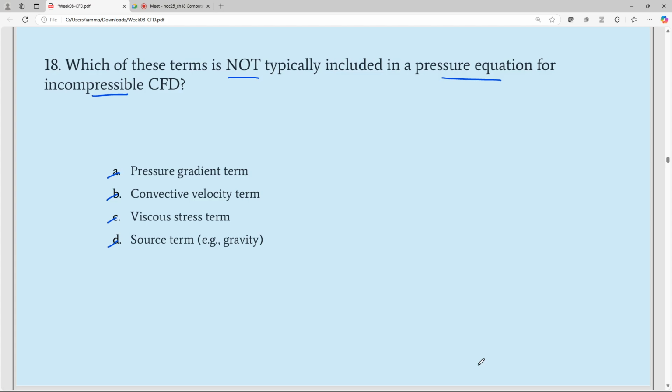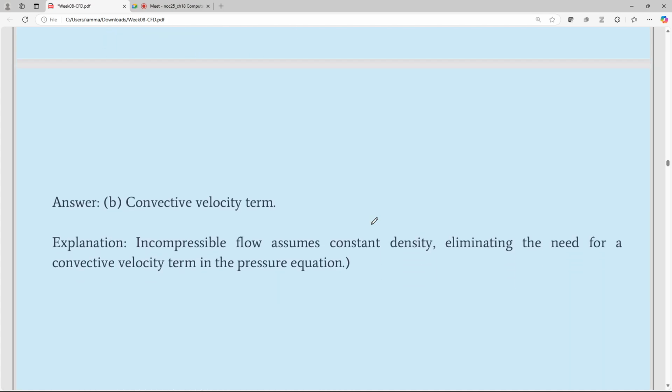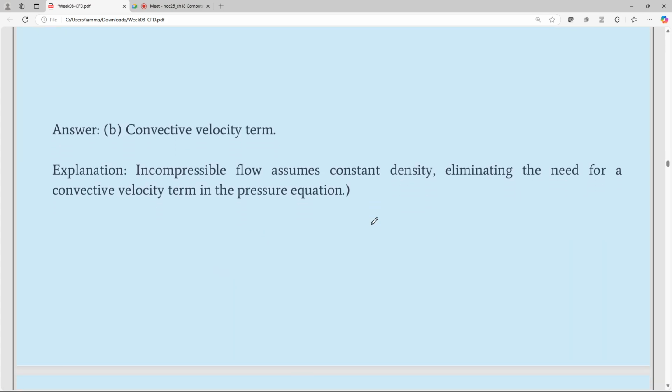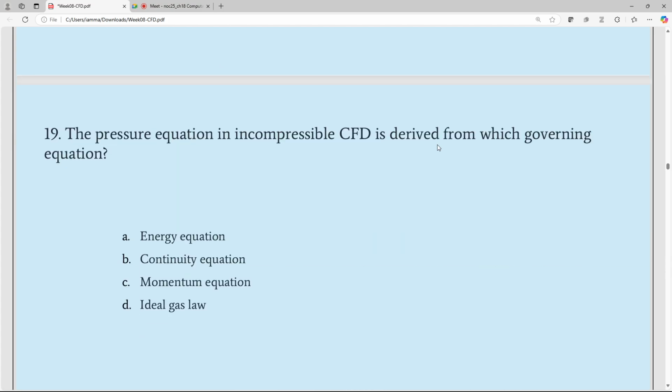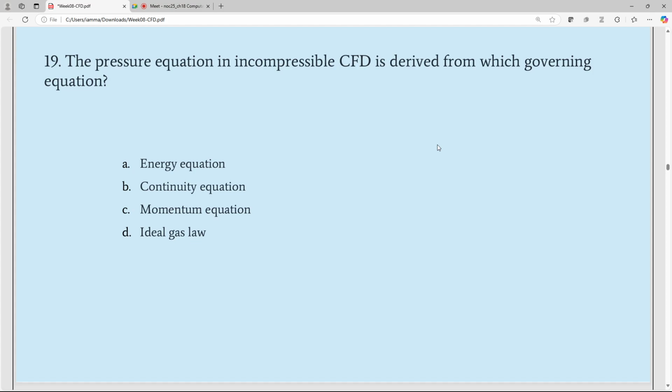Our answer is option B, convective velocity term. Convective velocity term is not included while calculating the pressure equation in incompressible flow. Moving on to next question.